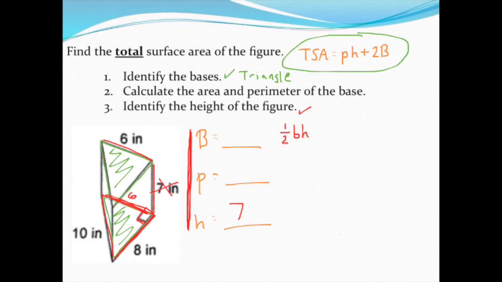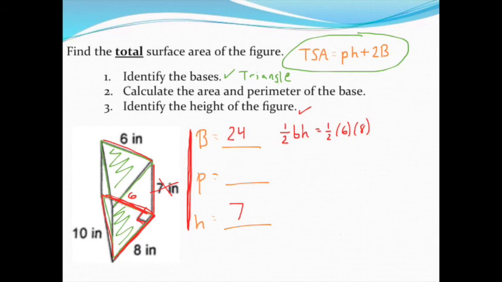So looking at just the base then, I can see that to find the area of it, I have to do 1/2 times 6 times 8. Now 7 is not the height of the triangle, 7 is the height of the prism. So be careful that you're not mixing those 2 things up. So multiplying 1/2 times 6 times 8, I get a base area of 24 square inches.